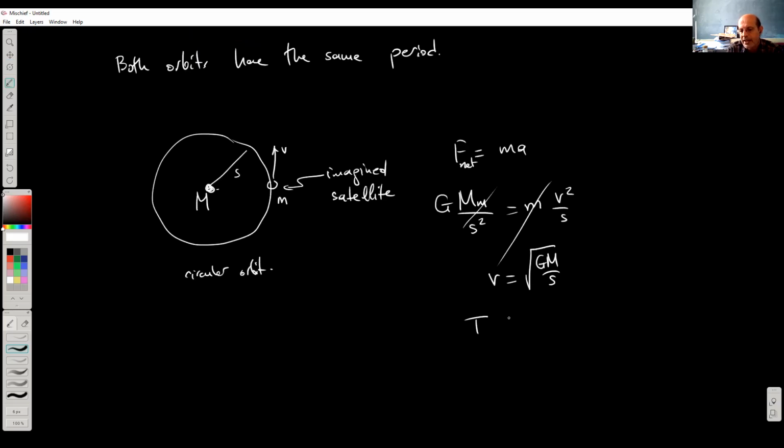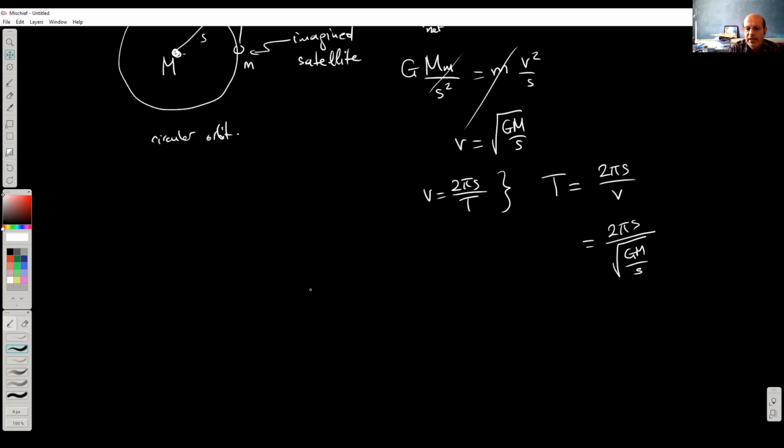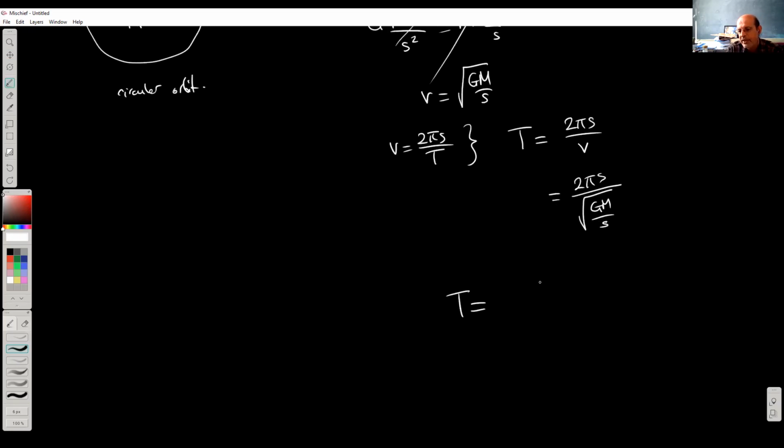And then from here, I find the period by using this equation: 2 pi s divided by the period is equal to speed. So the period is 2 pi s over v. And so this is 2 pi s over the square root of GM divided by s. So at the end, we get that the period is equal to 2 pi over the square root of GM multiplied with s to the power 3 over 2. So that's the relationship. That's the answer to that question.